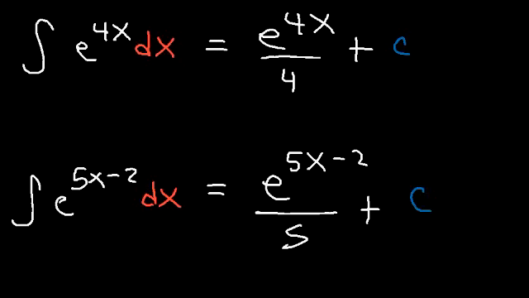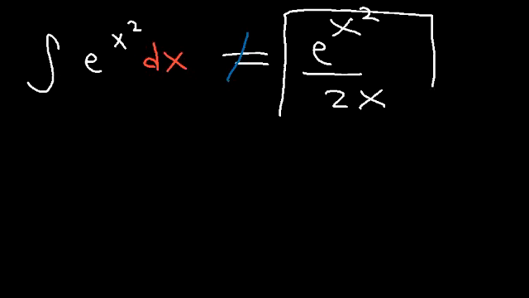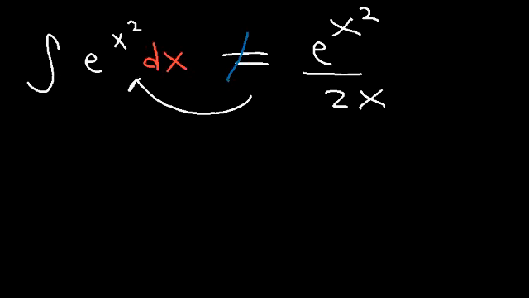Now, there are some limitations to this technique. For instance, do you know what the derivative of e to the x squared will be? Now, it's not going to equal e to the x squared divided by the derivative of x squared, which is 2x. Because if you were to take the derivative of this expression, you would have to use a quotient rule, and it's not going to give you what you started with.